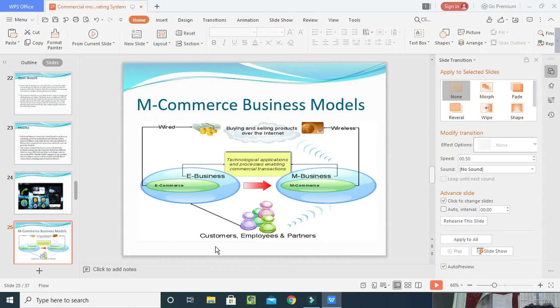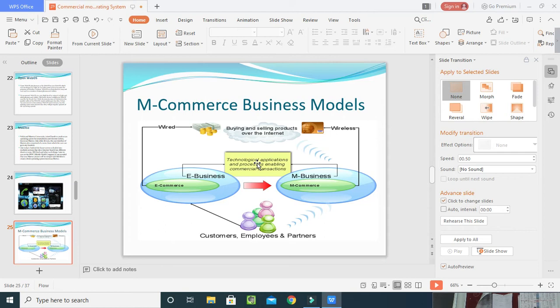There will be business, customers, employees, and partners. So here it is talking about the wired one. We need the connection for the LAN, WAN, MAN. LAN is local area network, WAN is wide area network, MAN is metropolitan area network. Coming to mobile business, mobile commerce, we need no wire. So we can talk about business over wireless internet.